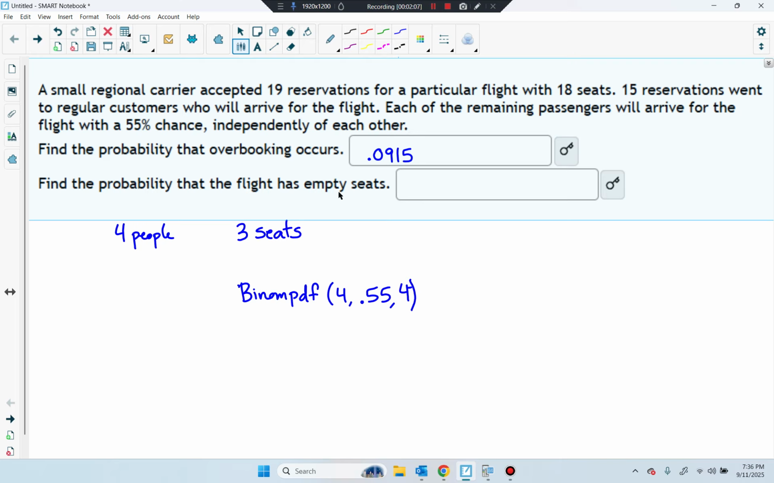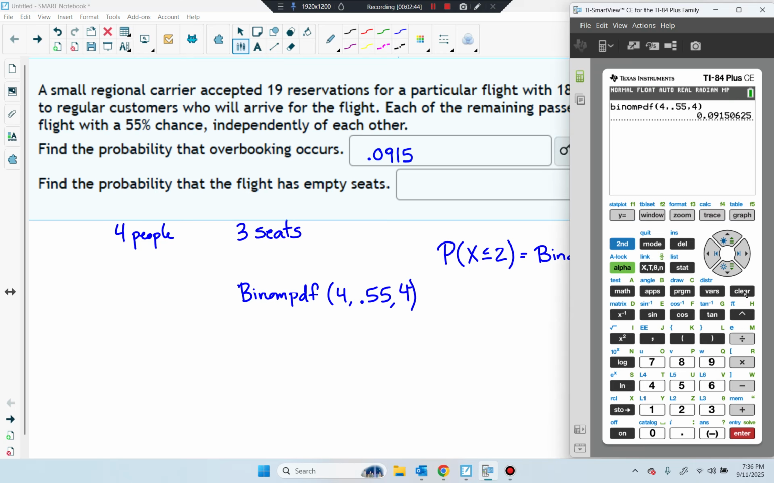So the probability that it would have empty seats would be the probability that the number of people from these 4 is less than or equal to 2. If 3 people show up, all the seats are taken and there's no empty seats. The only way that there's an empty seat is if 2 or fewer people show up. This is going to be binomial CDF, 4 trials, success rate of 0.55, and we want to know the chances of 2 or fewer.